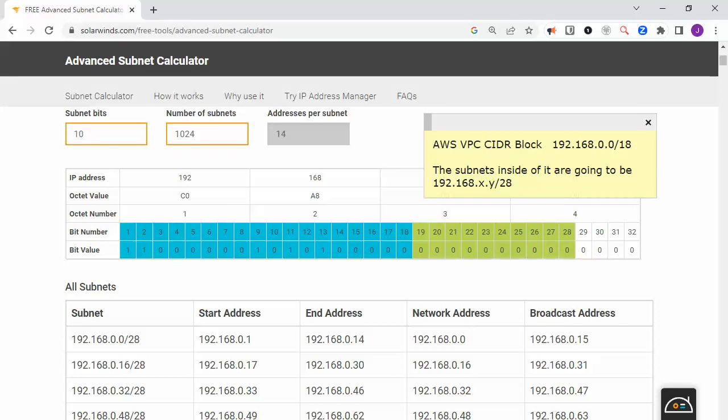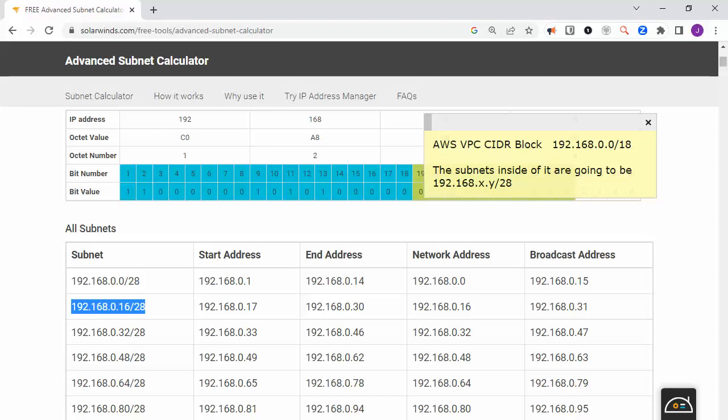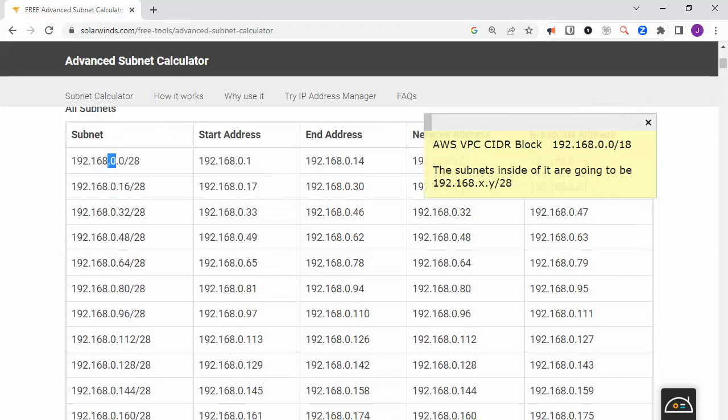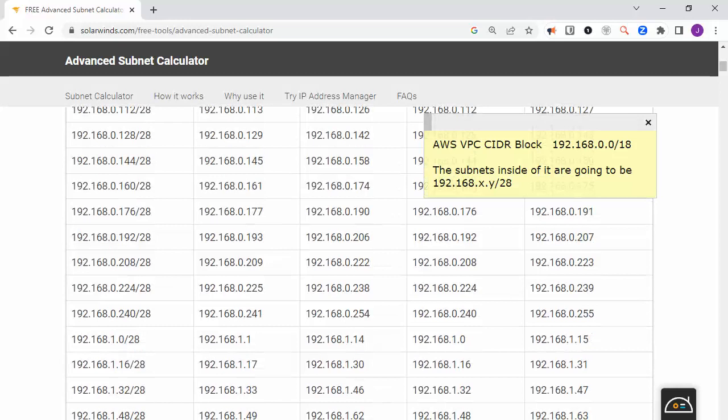Remember, the first one and the last one are usable, so that's why we end up with 14. But you can see, the first one can be like this. The second one can be like this. Look at how many we have where the third octet is 0. There's a lot of subnets like that. It's not until here that you can see it changes to 1.